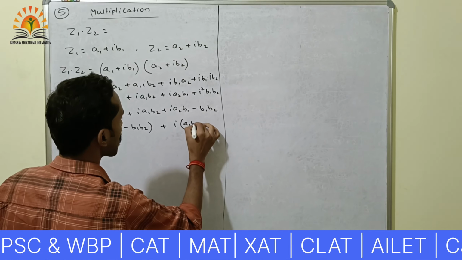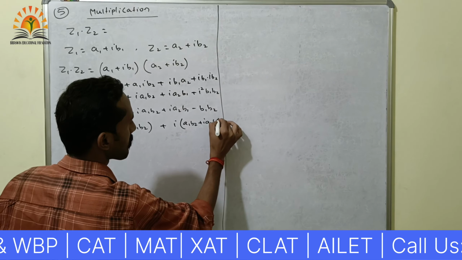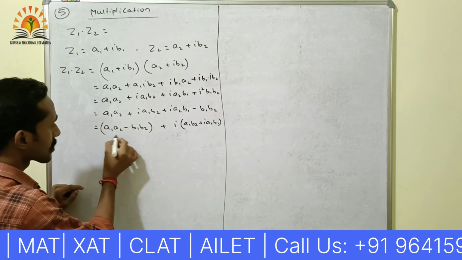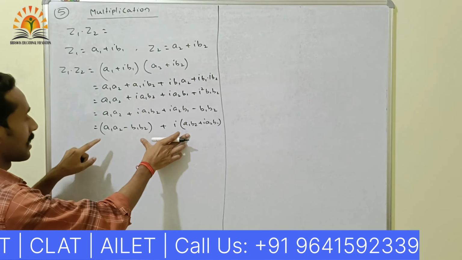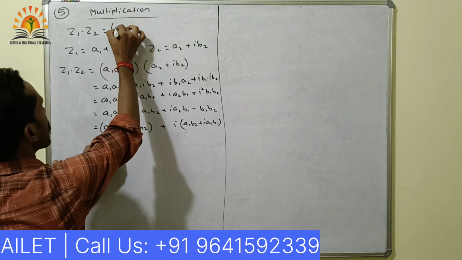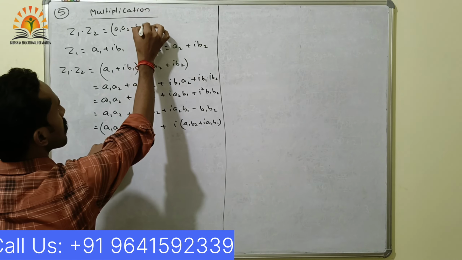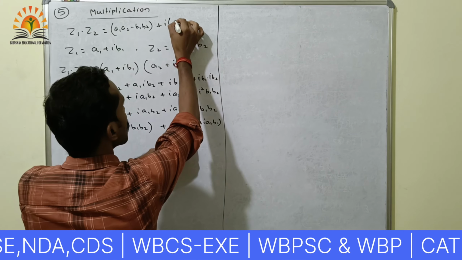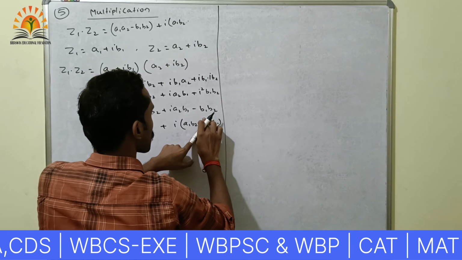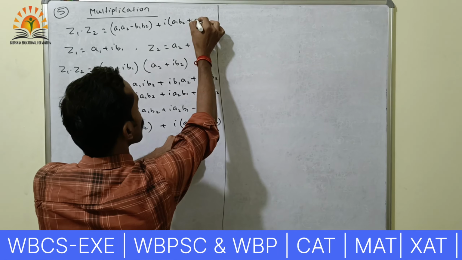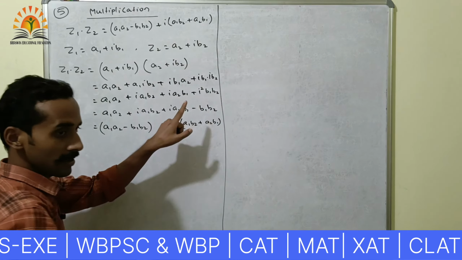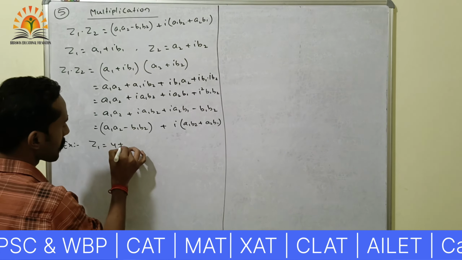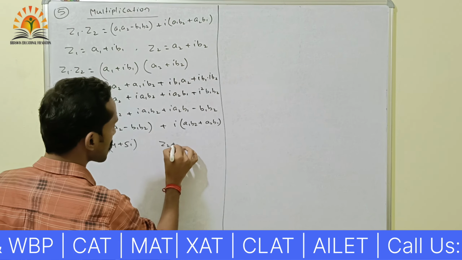So we have to attach imaginary part with imaginary part. Understood? Iota, we can take as common. So what is the formula here? A1, A2 minus B1, B2, and plus iota (A1 B2 plus A2 B1). Understood? Now example, Z1 is equal to 4 plus 5 iota and Z2 is equal to 3 plus 7 iota.